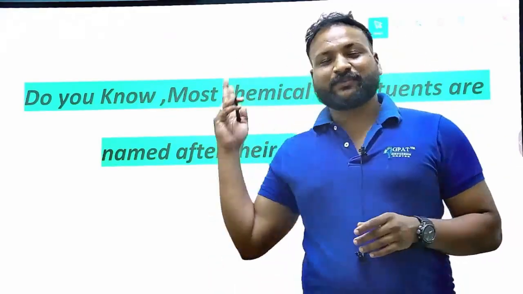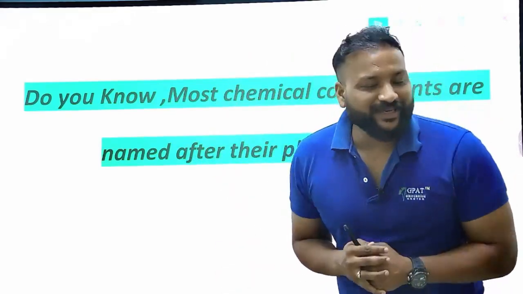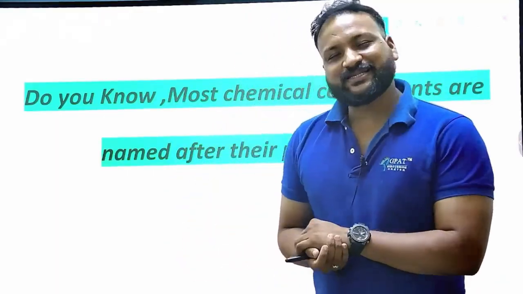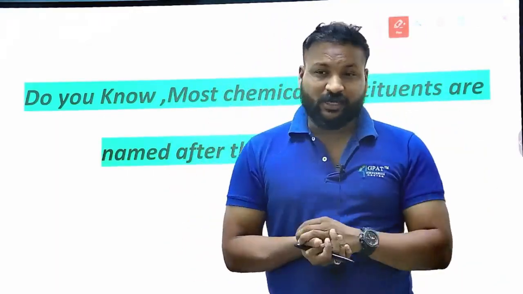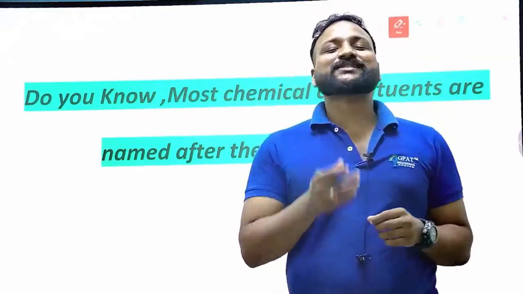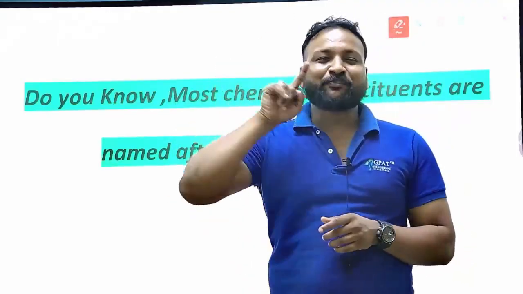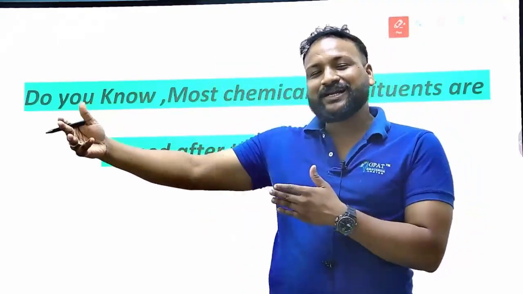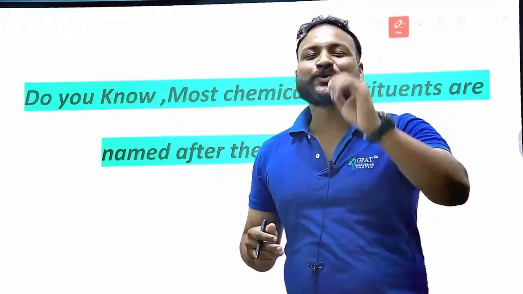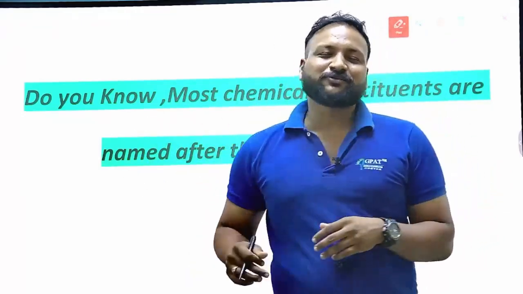In the next upcoming video, I'm going to discuss part 2: how we classify chemical constituent names based on the plant name itself. We have learned how to remember the type of chemical constituents based on their suffix. Suffix is a clue, and here the prefix will be the clue to identify which chemical constituents belong to which plant.